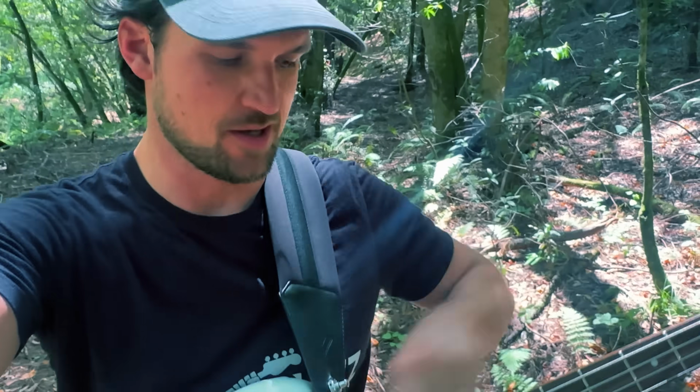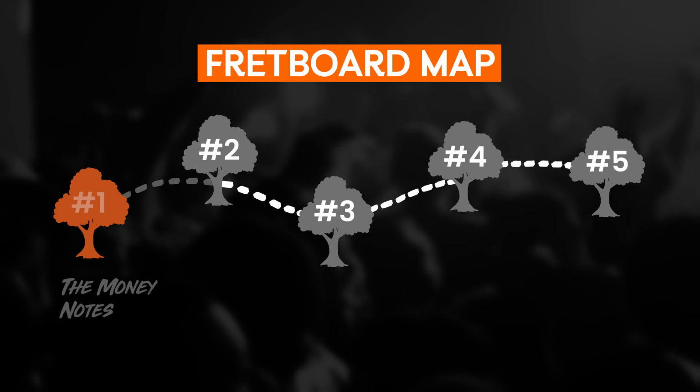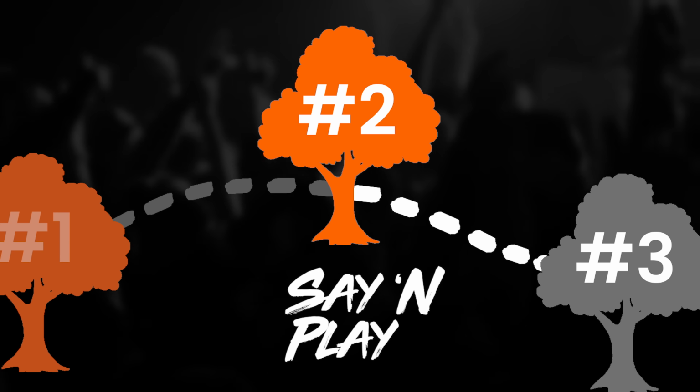But what's with those gaps between the money notes? Like sometimes it's 2 frets from A to B, sometimes it's 1 fret from B to C. Well, to understand this, you need more than just a few memorized money spots. You need to learn how to get from one place to another so you can leave a memorized note and then actually find your way back. And the fastest way to do that on bass is the say and play exercise.